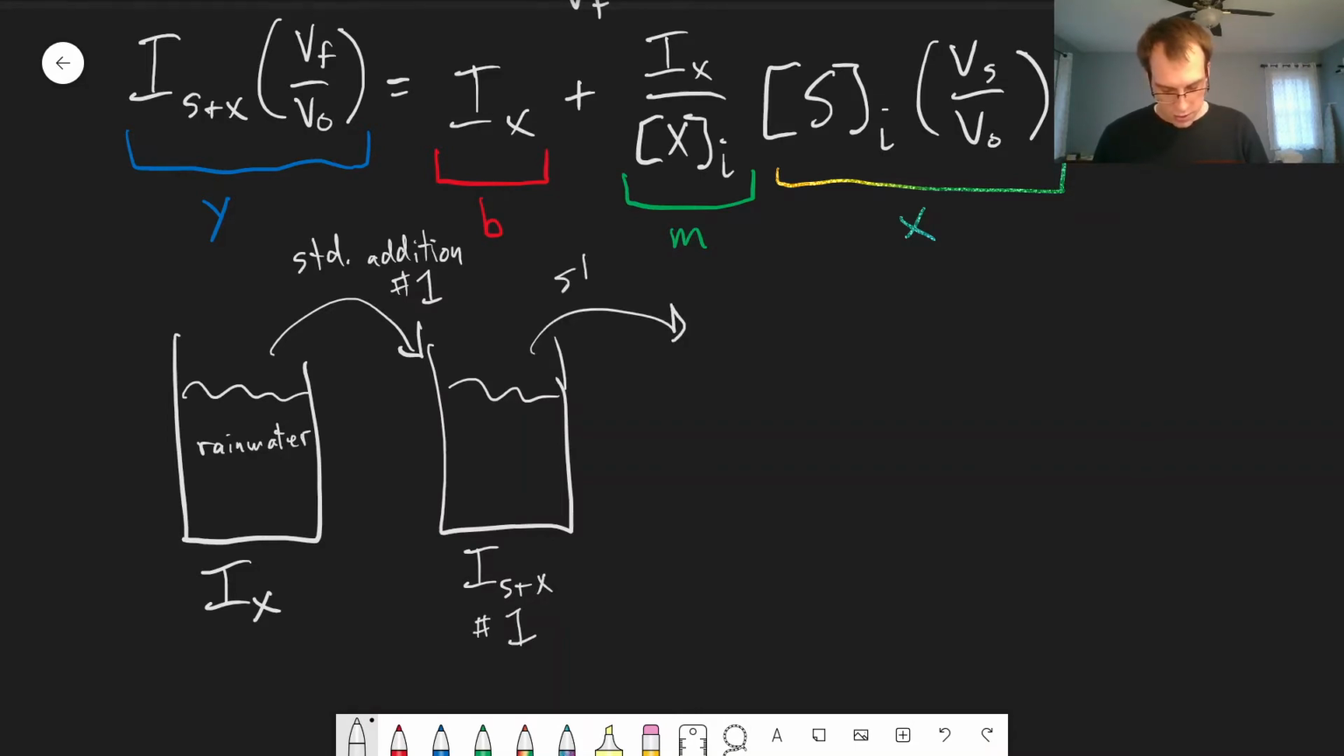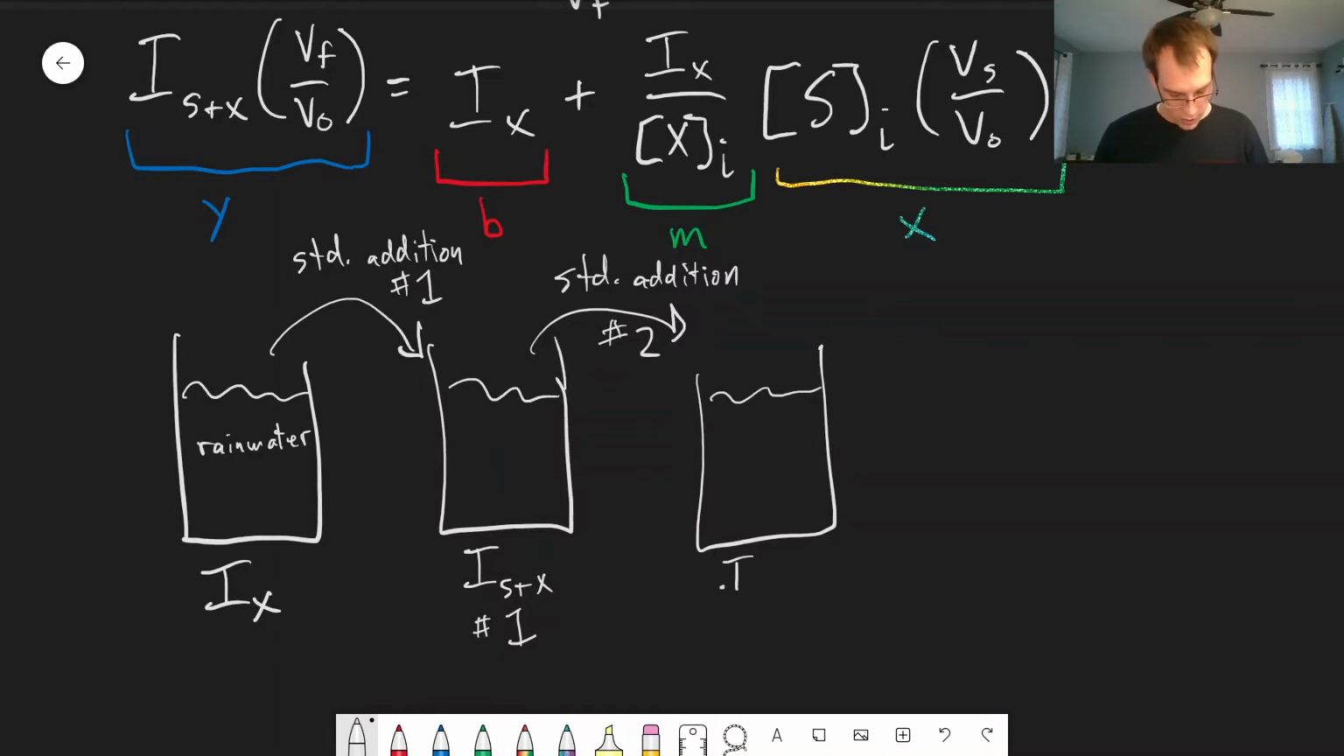We do an additional standard addition. The concentration is increased a little bit more, and we'll get a new signal out of that. And then we repeat this process as many times as we are willing to or as is required by our procedure here.